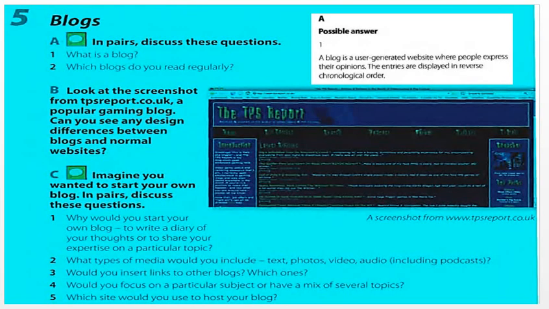And we come to task number 5, blog. What is a blog? Here is a question. What is a blog? Which blog do you read regularly? A blog is a user-generated website where people express their opinion. The entries are displayed in reverse chronological order. This is a sample of a blog, and this is the description of a blog.